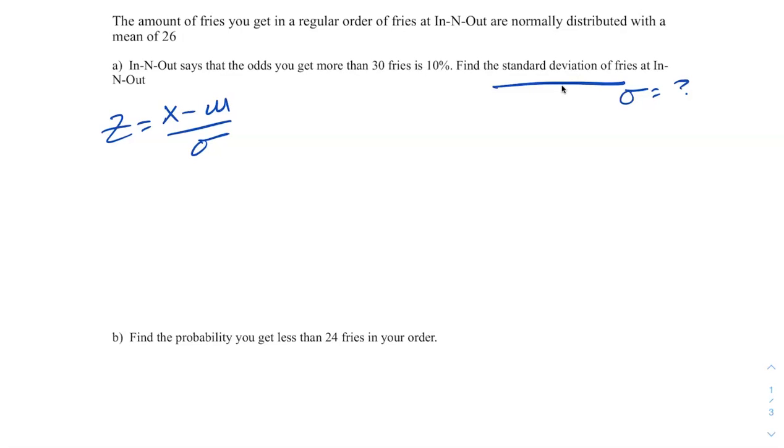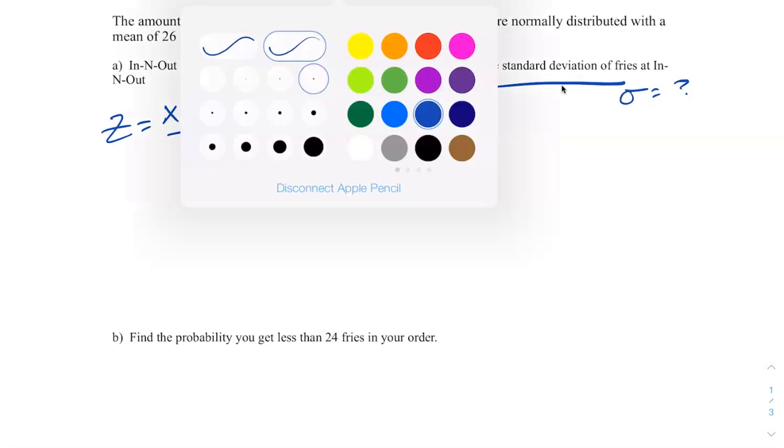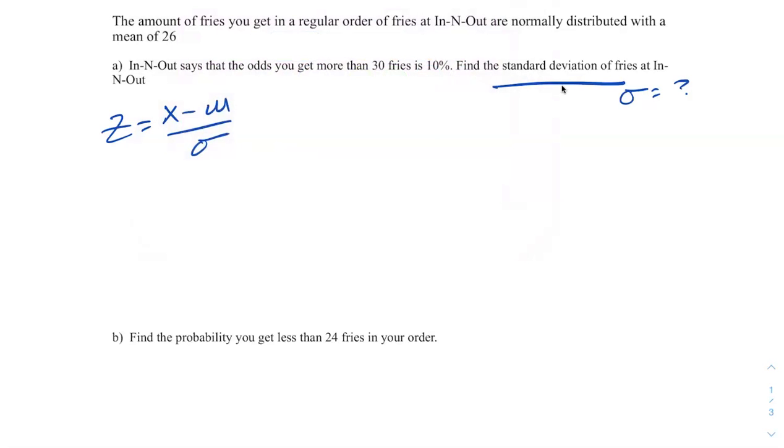Like that. Plug in what you know. We know a couple things. We know the mean, 26. We know the odds you get more than 30 fries is 10%. So we got to rewrite that. Probability that you're greater than 30 equals 0.10. So something like that. So I can plug that in.